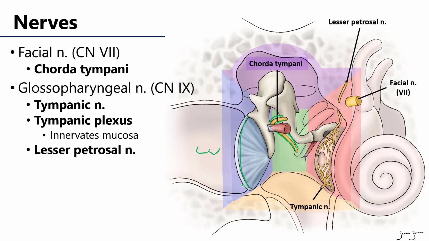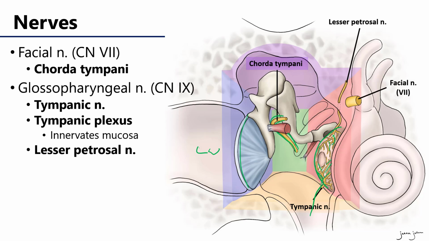The other nerves which are moving through the middle ear are going to be branches of the glossopharyngeal nerve, cranial nerve 9. So as you recall, the tympanic nerve enters this space and then it ramifies into the tympanic plexus. That tympanic plexus is upon a feature of the medial wall called the promontory and is going to innervate the mucosa of the middle ear.